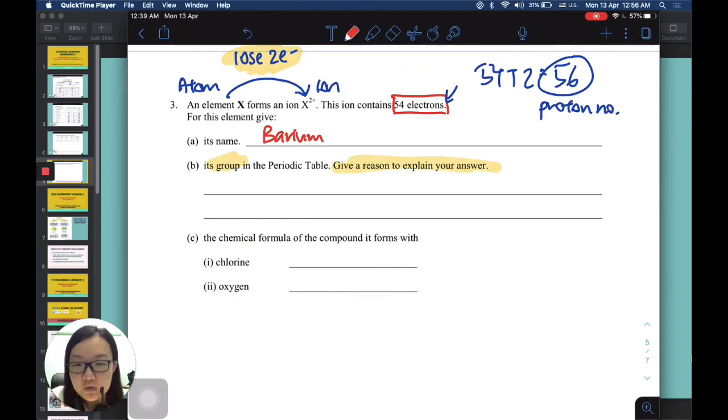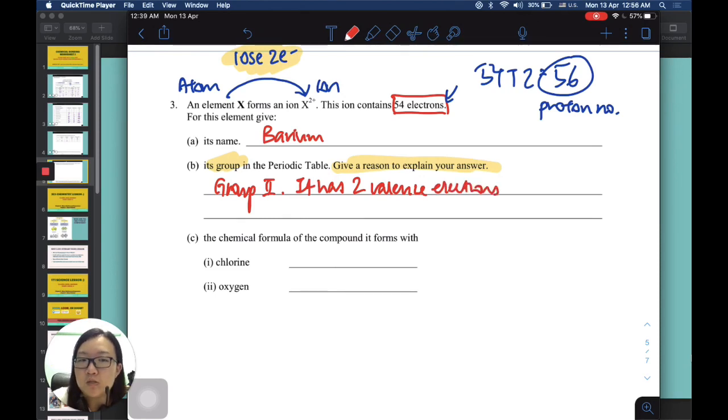Part B, you need to figure out the group in the periodic table and then give a reason to explain your answer. So here, easy, right? You use the trick that I taught you. So it is in group 2. Because why? Give a reason to explain your answer. It has 2 valence electrons.